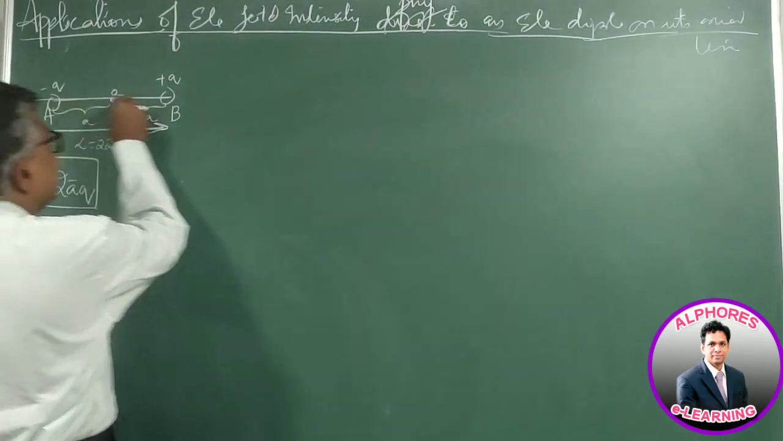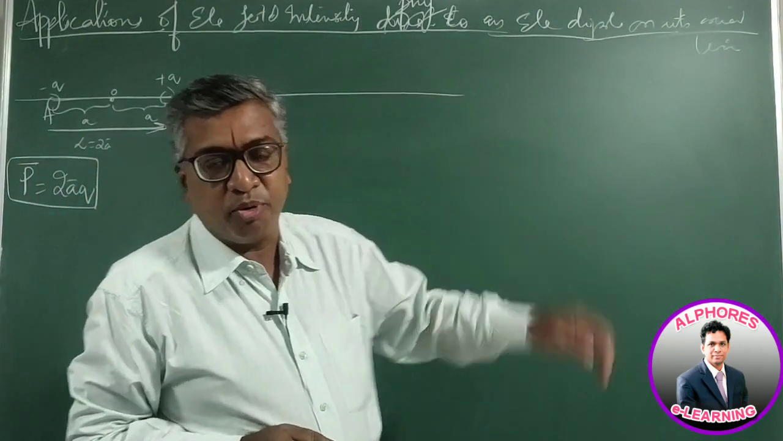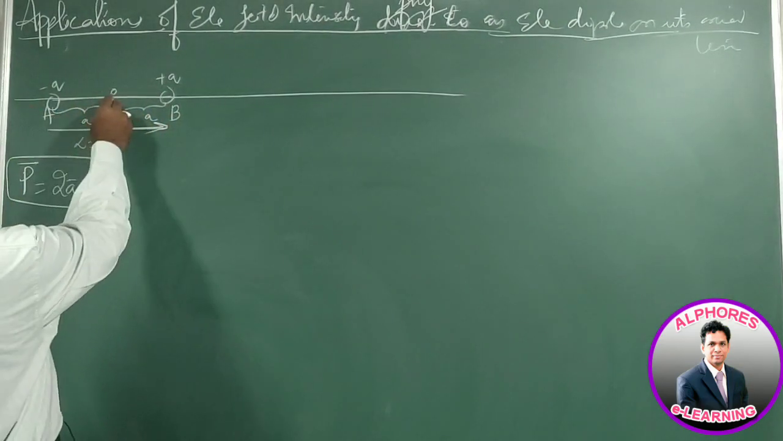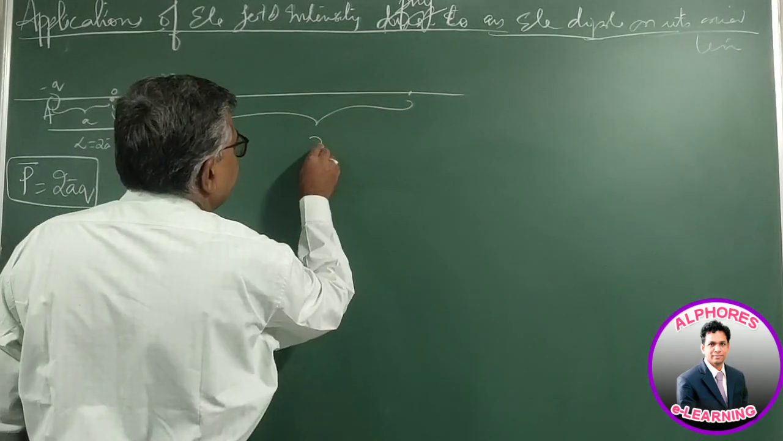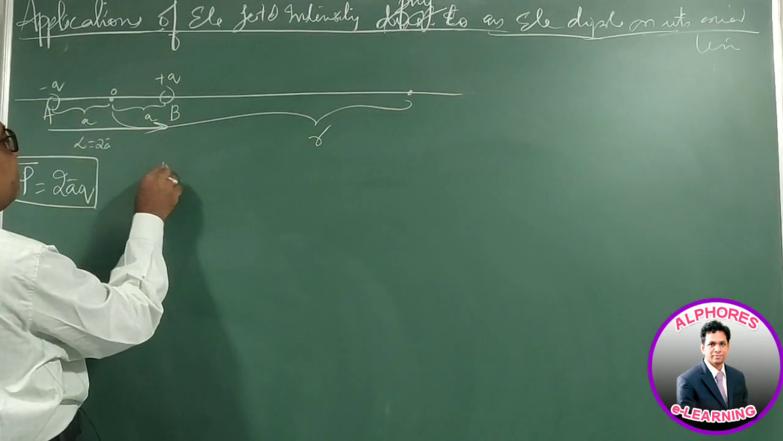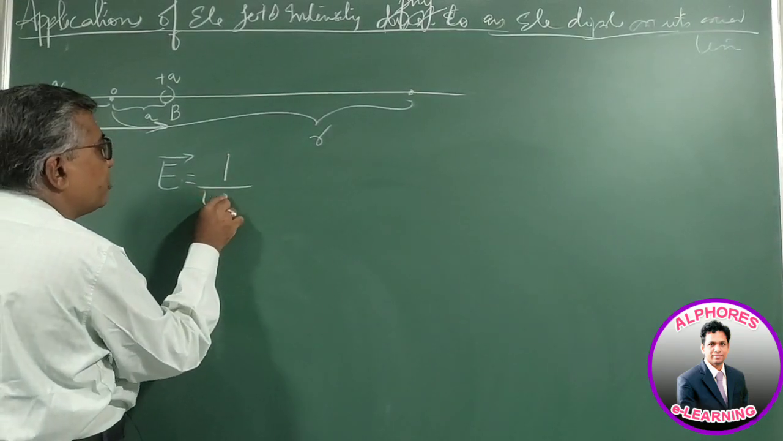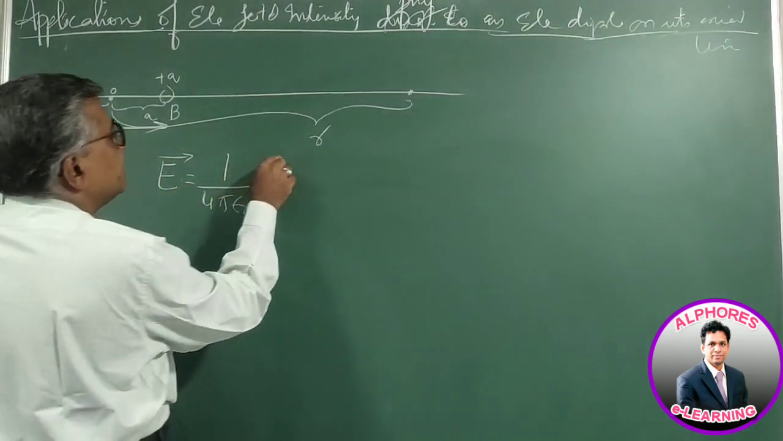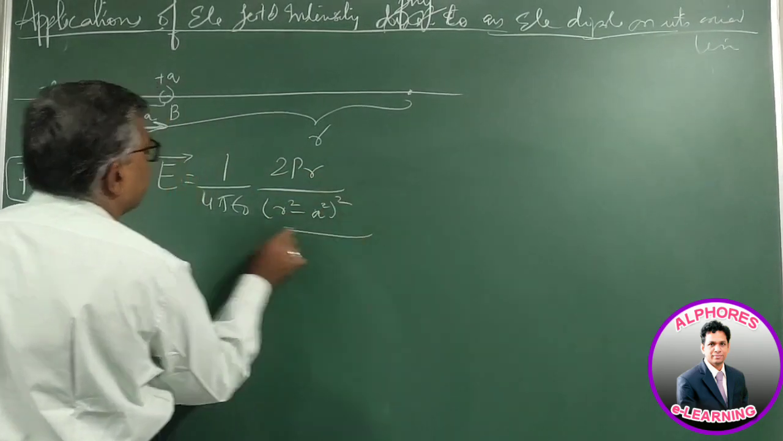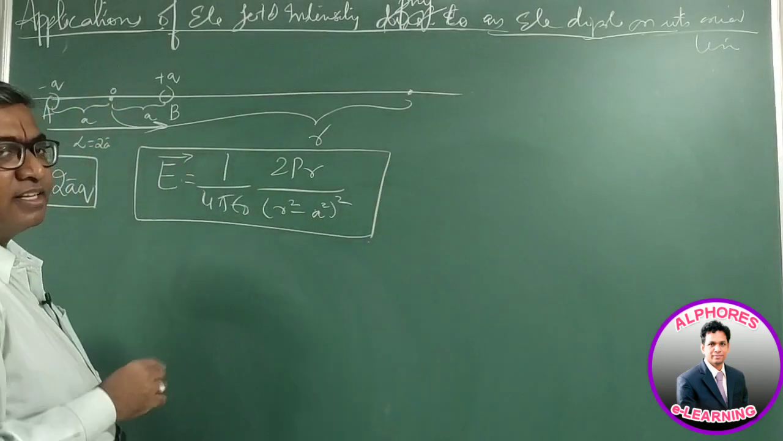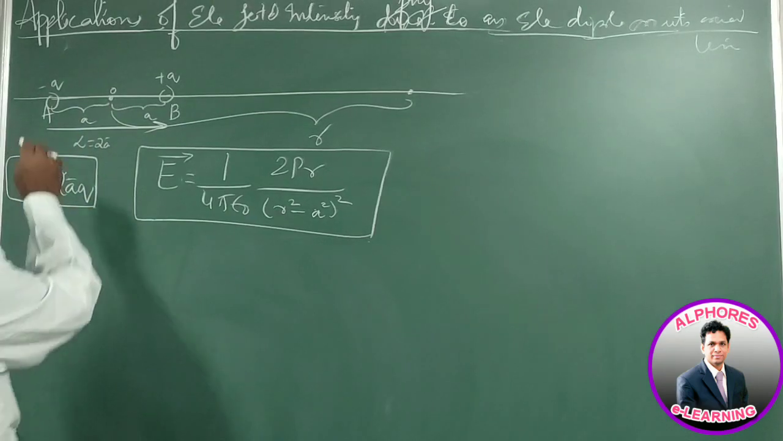So on the axial line of the dipole, the axial line is the line joining the charges and passing through the midpoint. Now this is termed as axial line. On the axial line at a distance r, we have evaluated the formula for the electric field intensity. E is equal to 1 by 4 pi epsilon naught, 2pr by (r square minus a square) whole square. This is the electric field intensity due to a dipole on the axial line of a dipole like this.